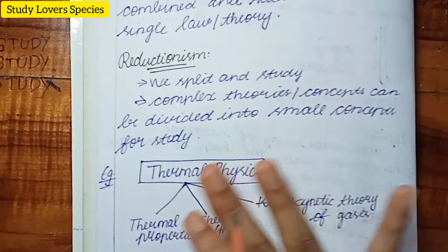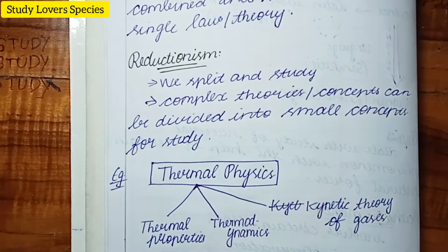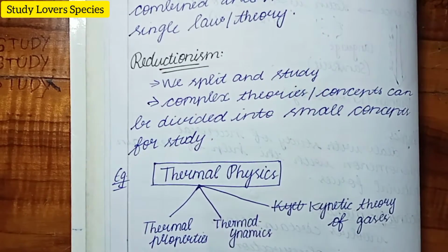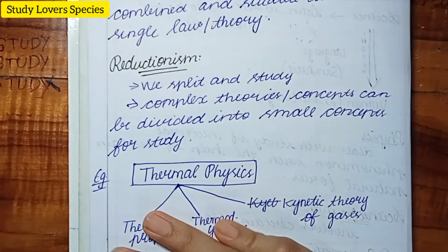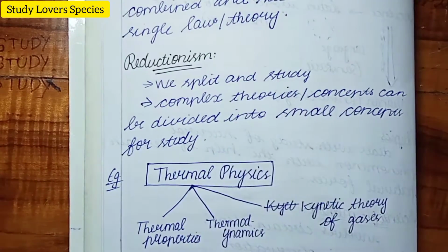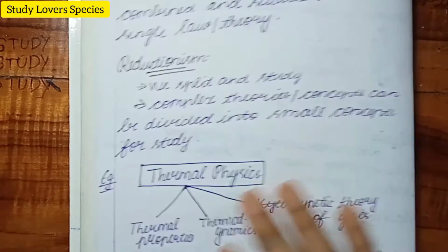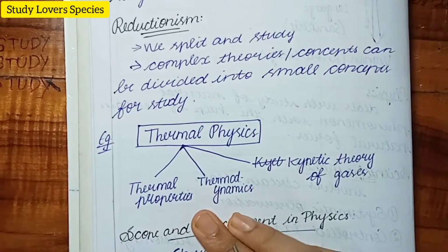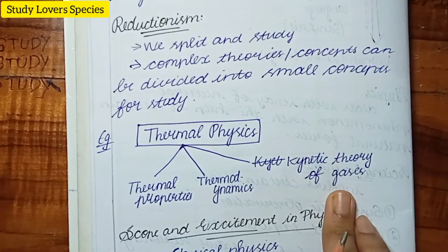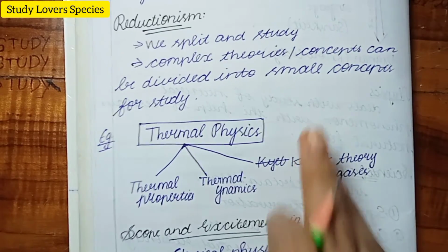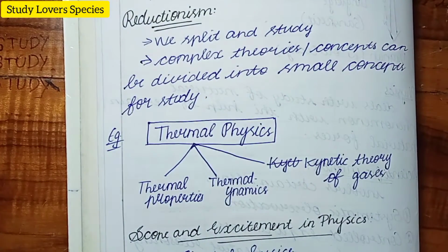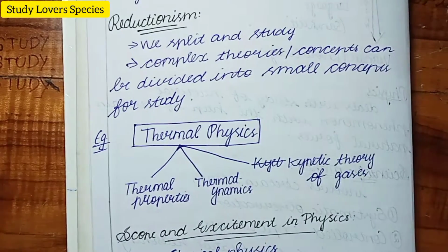Then what is reductionism? We will split and study. Complex theories and concepts are divided into small concepts for study. For example, thermal physics is a broad concept. It will be separated, split, and they will study thermal properties, thermodynamics, kinetic theory of gases. They will split like this and study. This is what we call reductionism.